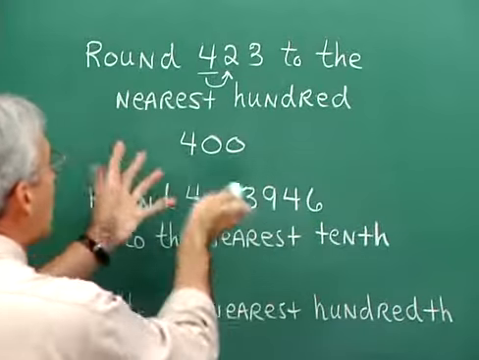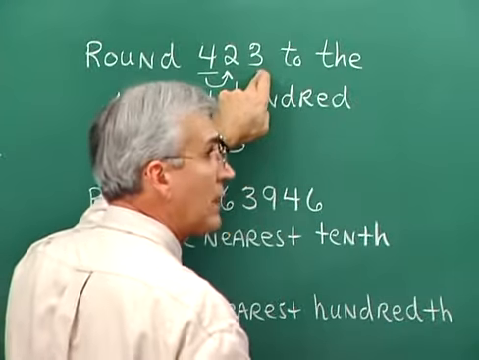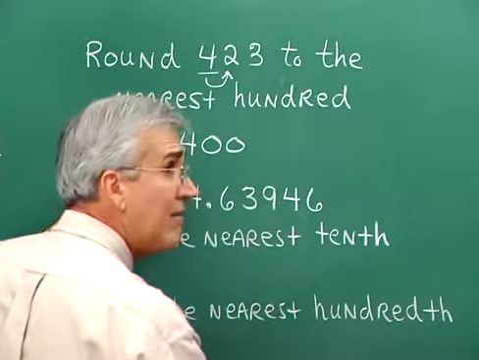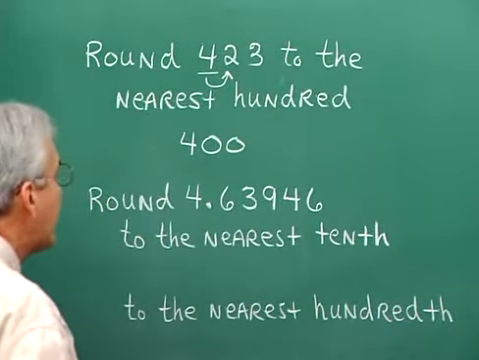Now, if we were rounding up, if this were 473, then we would make the 4 a 5 and make these zeros. Remember that?